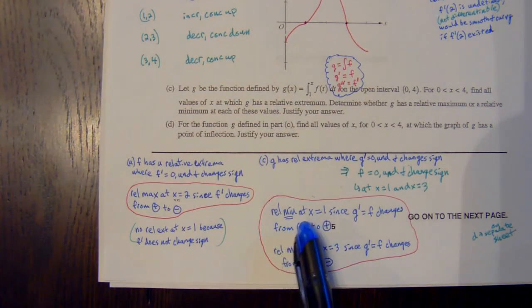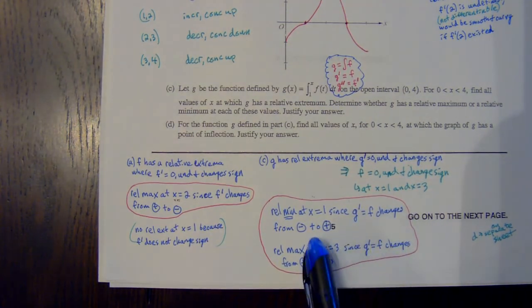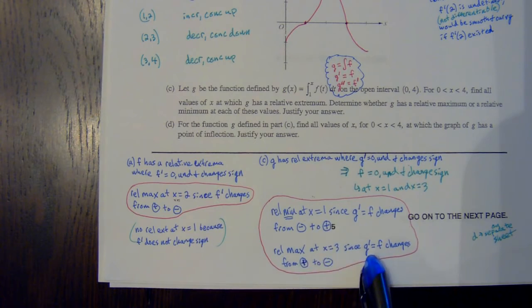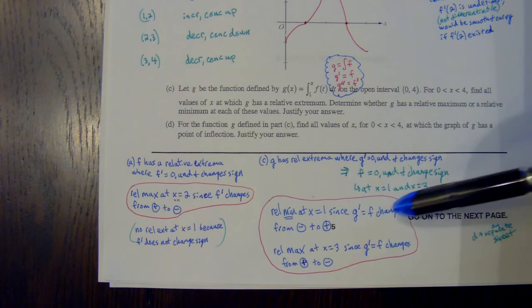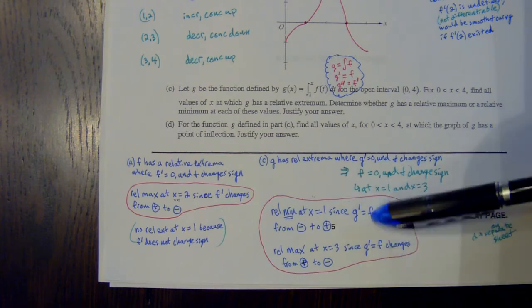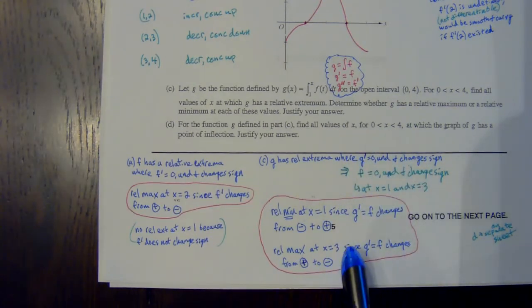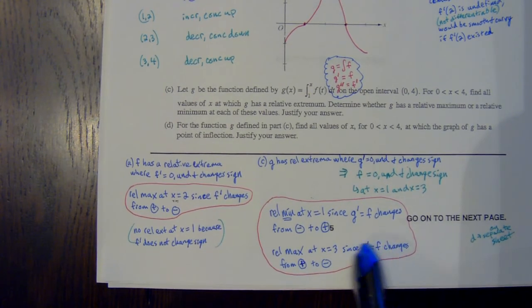I put down relative min at X equals 1 since the G prime, which is equivalent to F, changes from negative to positive. And I got a relative max at X equals 3 since that G prime, which is equal to F, changes from positive to negative. So we started writing like this the last several years. This just makes it a little more compact, and it looks a little bit nicer instead of worrying about all that other stuff. But G has a relative max where G prime changes from positive to negative and G prime is equal to F. So if you just write it like that, it's all there in one spot.